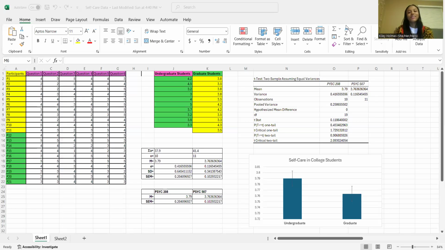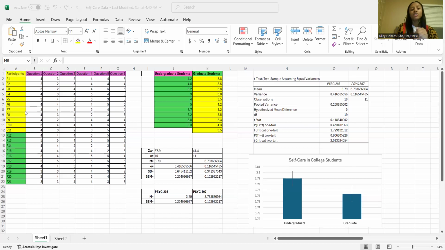Okay. Hello, this is my data analysis for self-care prioritization for the two classes, Psych 208 and Psych 507. So first, I made a chart of all the participants from both classes. First is the graduate students. There were 11 of them. And then I did the undergraduate students, and there was 10 of them.